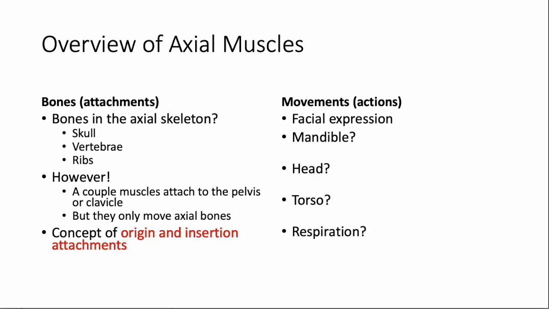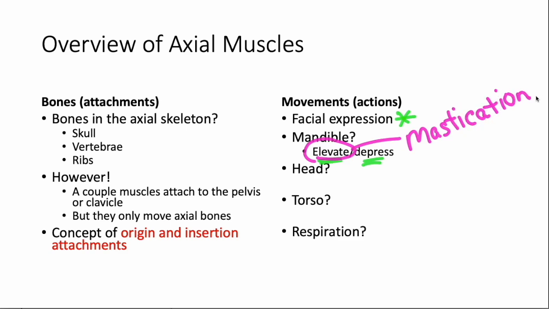Review of movements. Let's start with facial expression. Actually, let's not start with that. Let's just put a pin in that because we're going to get to the specific muscles and facial expression that you're going to need to know. Mandible. Remember, the mandible can elevate or depress. So, elevate would be close your mouth, and depress would be open your mouth. When we talk about these muscles, for the most part, actually all the muscles we're going to learn are going to be elevators. And the other way that you could think of this is mastication, which is our fancy word for chewing.